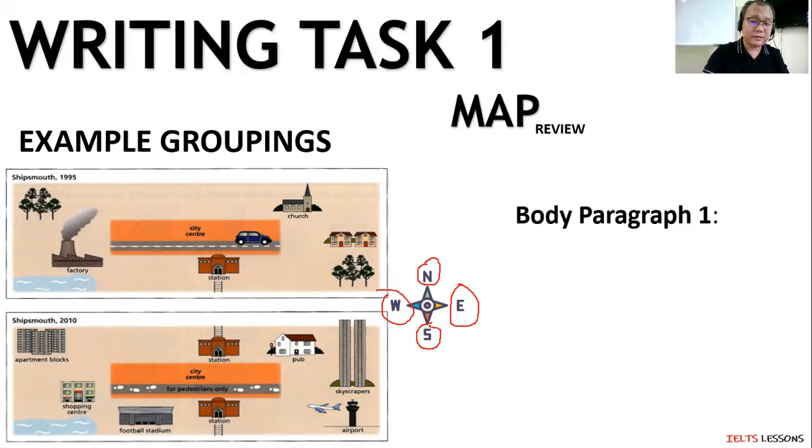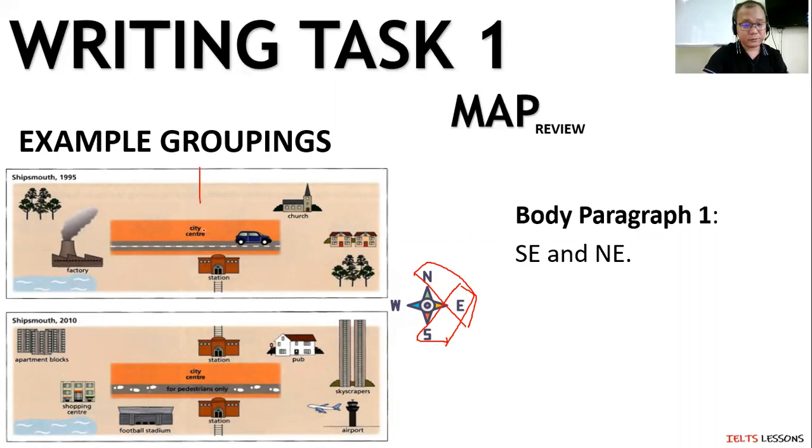So how do we divide the information? Body paragraph 1, southeast and northeast. So we have to divide, and we have to write our body paragraph 1. So our body paragraph 1, southeast, this is our body paragraph 1, and northeast. Maybe this part. You have to think that you shouldn't write map 1 body 1, map 2 body 2.